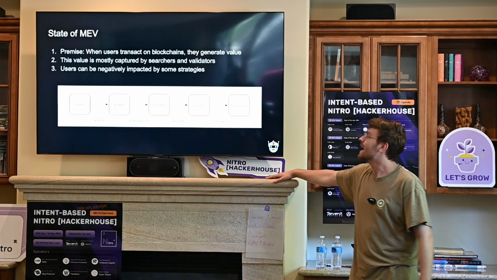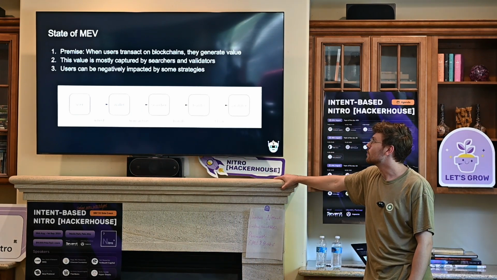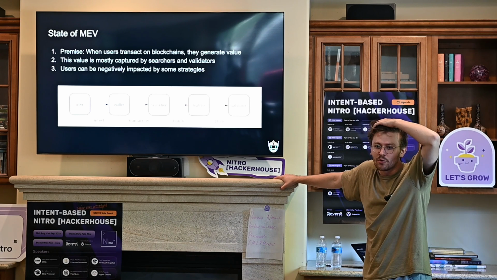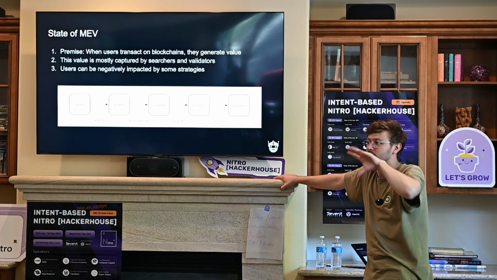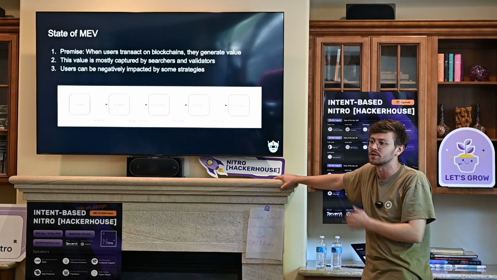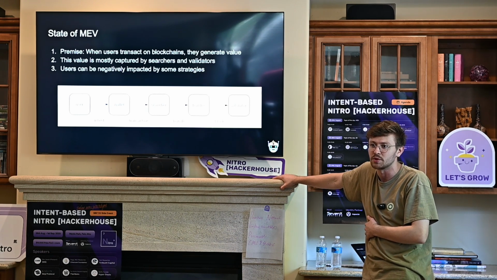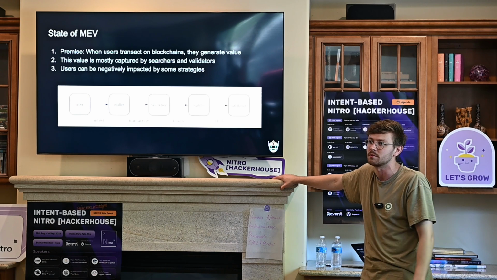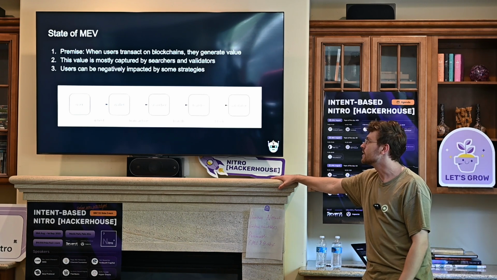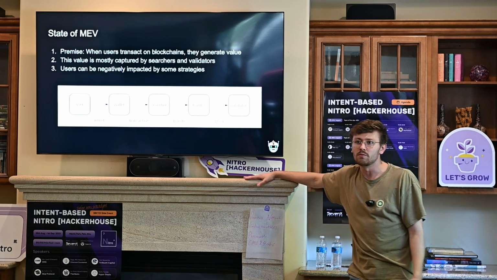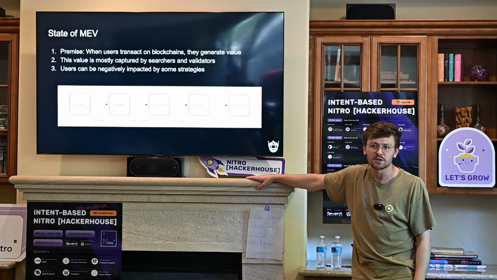So, the state of MEV: this is a rough transaction supply chain, an intent supply chain now, it's new. When users transact, they sometimes generate more value than they realize, value that's internal or external to the system. Being able to combine multiple different orders can maybe move a price in a direction you didn't expect. Right now, this value is mostly captured by searchers and validators.